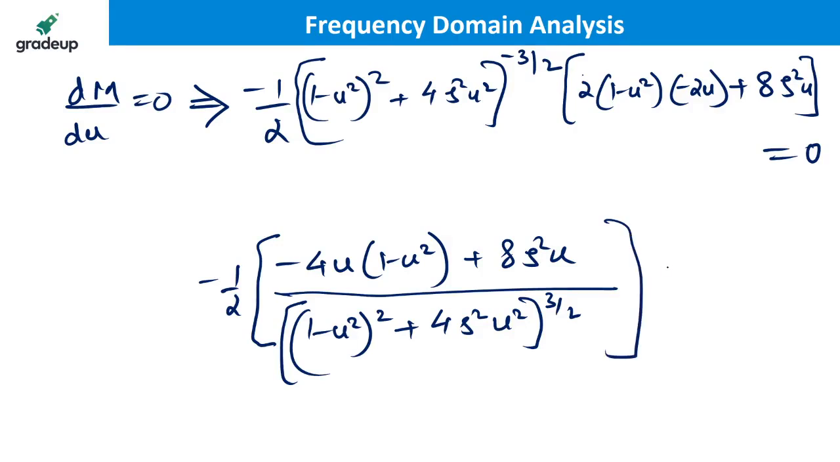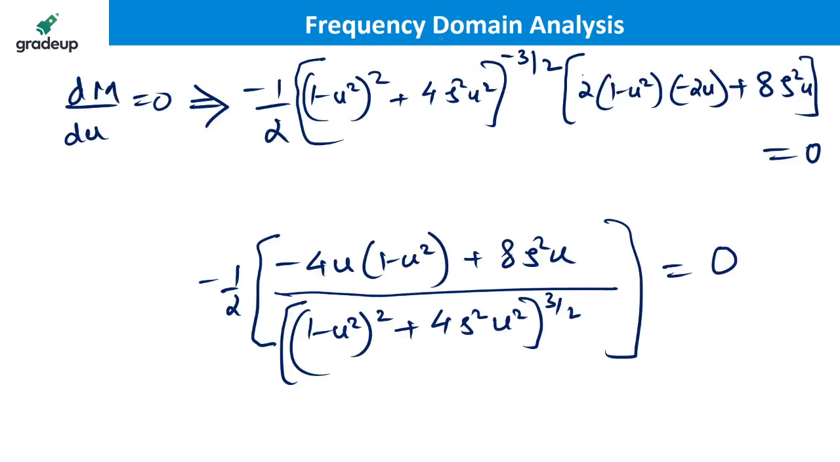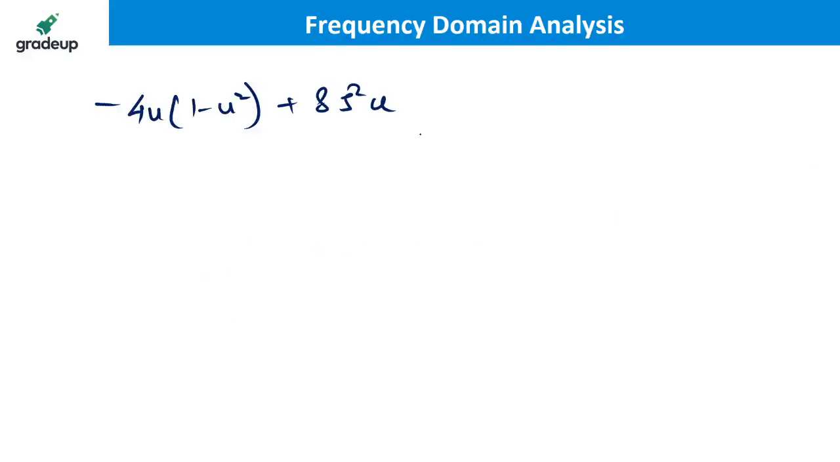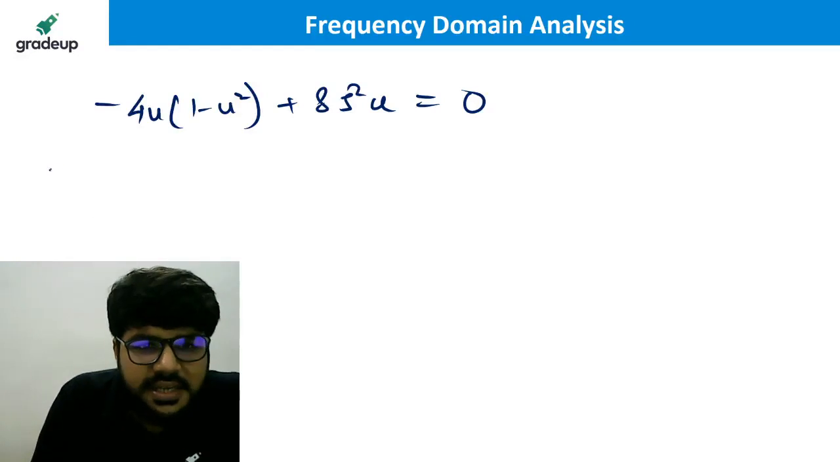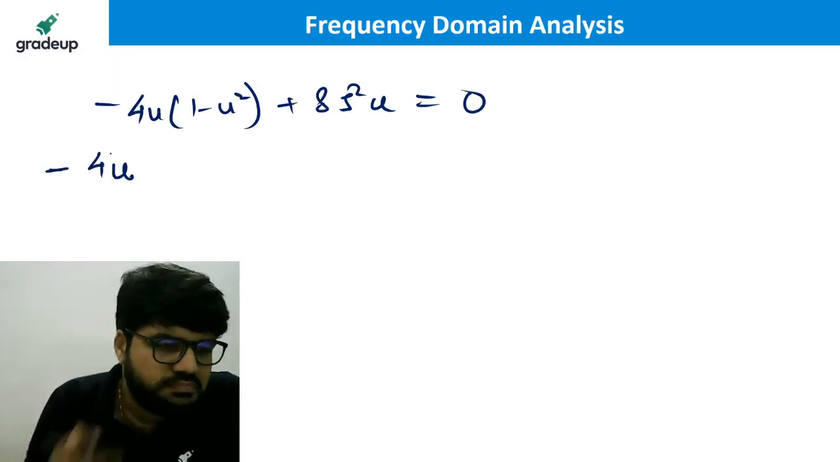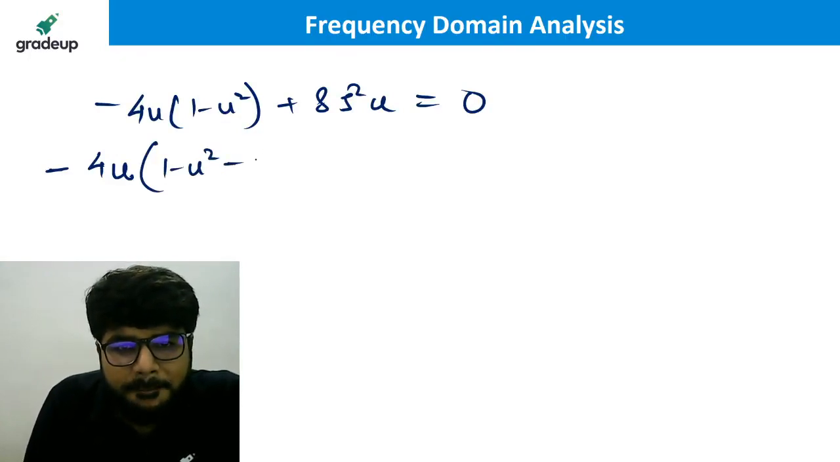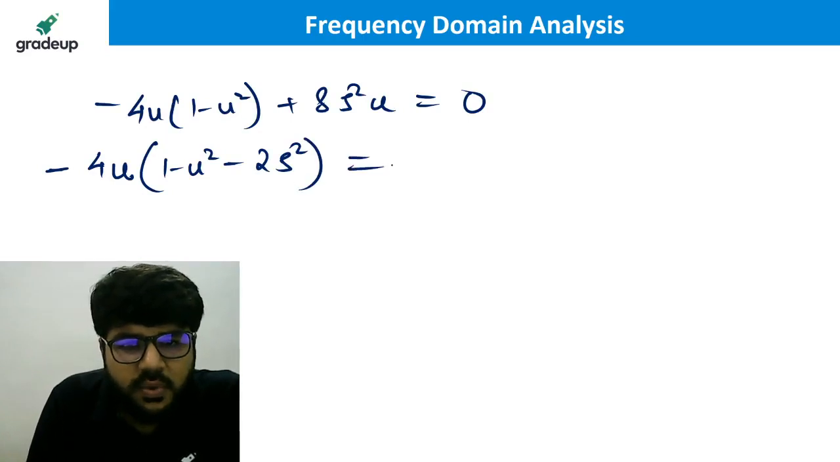Okay, and this has to be equated to 0. Obviously, if you have to equate to 0, you will equate the numerator to 0. So you have minus 4u (1 minus u square) plus 8 zeta square u equal to 0. Equate this to 0. Let us take what common? Minus 4u. Minus 4u times (1 minus u square minus 2 zeta square) equal to 0.